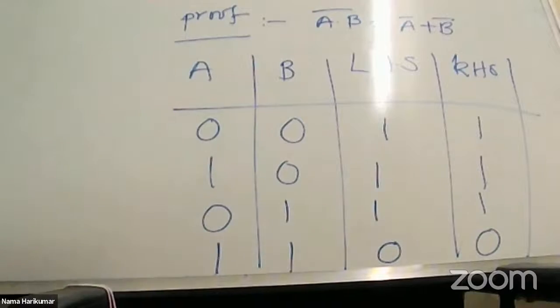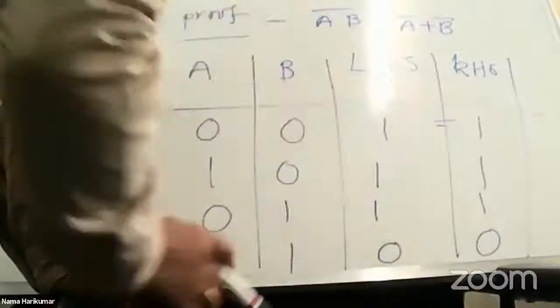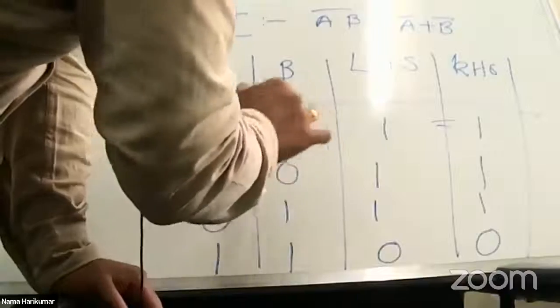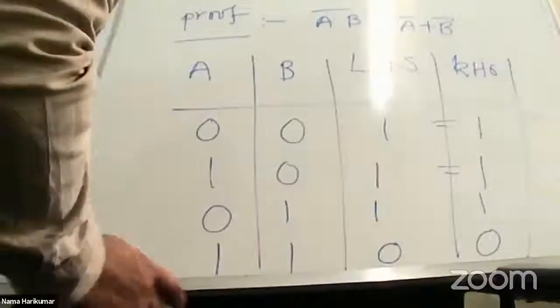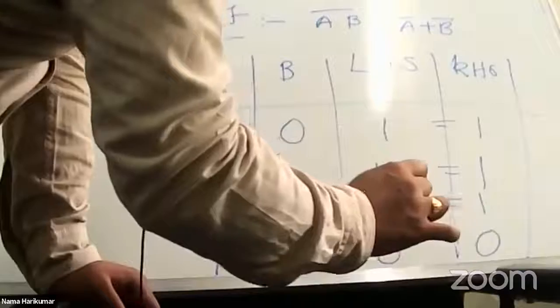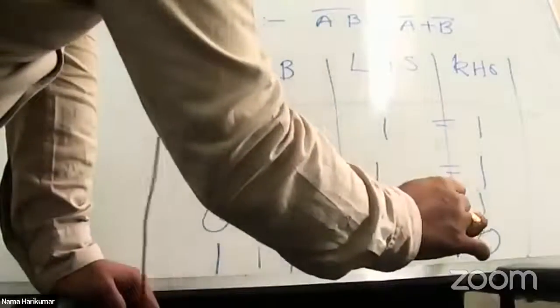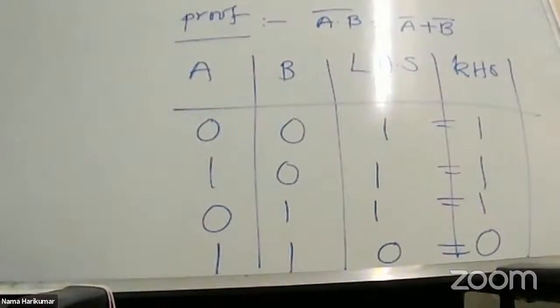So LHS equal to RHS when we put 0 and 0. These are 1 and 0, put the 1 and 0, LHS equal to RHS. These are 0 and 1, LHS equal to RHS. We put 1 and 1 in the place of A and B, then we get LHS equal to RHS. So finally, we have proved De Morgan's second theorem here. These are De Morgan's first and second theorems we have proved.